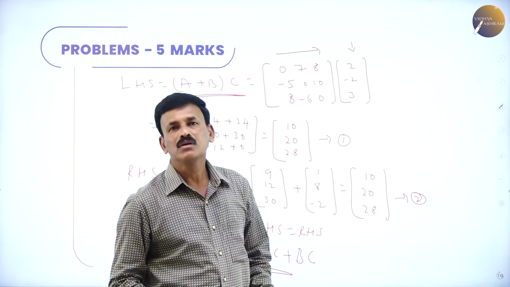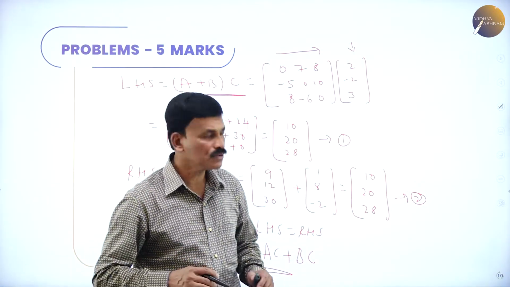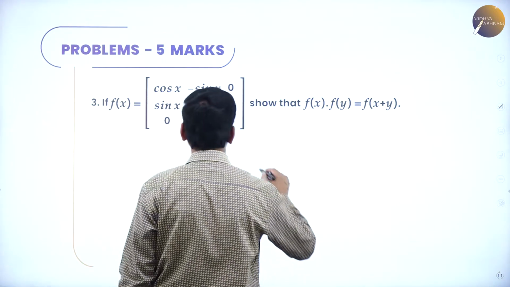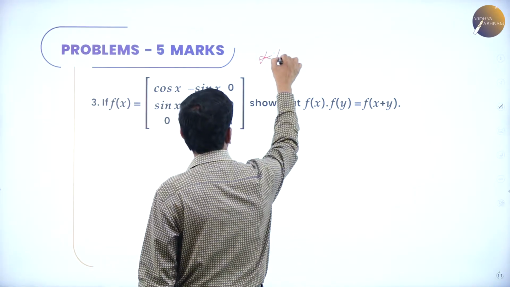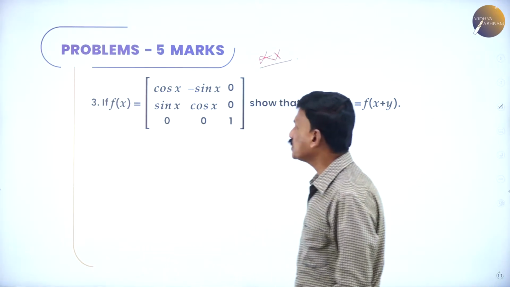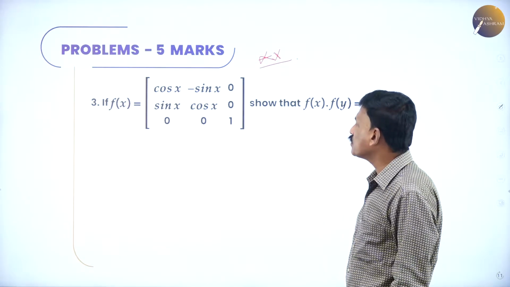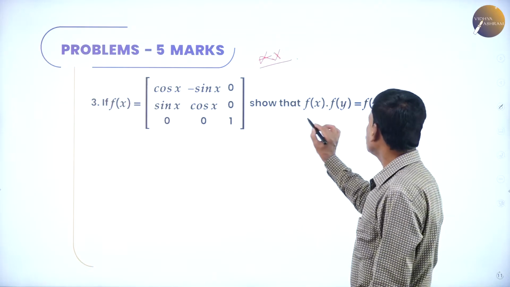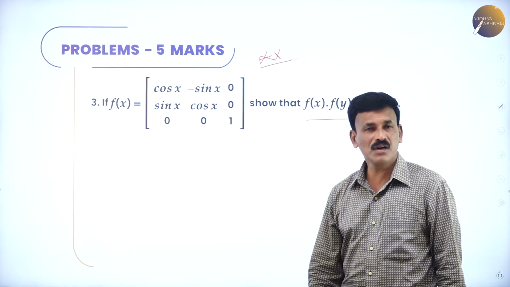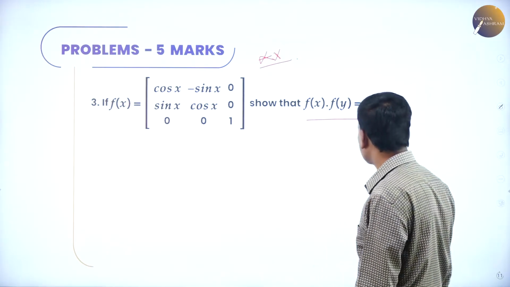Hope you followed. Let us come to the next problem. What is the next problem? This is also a very important problem. So you may expect this is also an important question. If f of x is equal to the matrix cos x, minus sin x, 0, sin x, cos x, 0, 0, 0, 1, show that f of x into f of y is equal to f of x plus y.